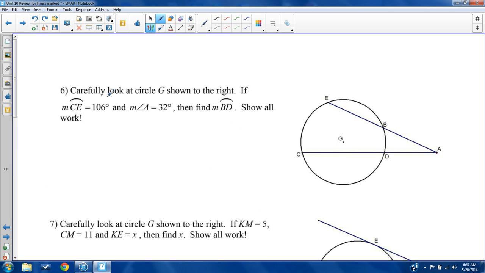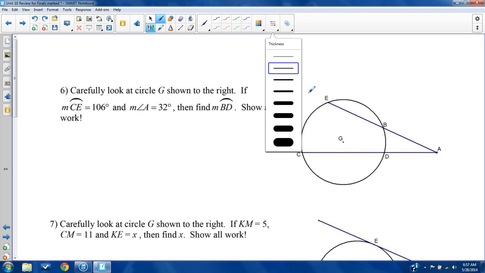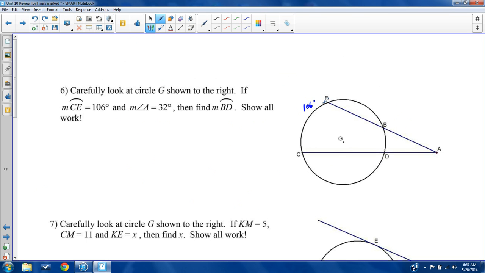Moving on over. Number 6, carefully look at circle G, shown to the right. If measure of arc CE is 106, so I got this guy, it's 106 right here. And measure of angle A is 32 degrees. Then find measure of arc BD, show all work.